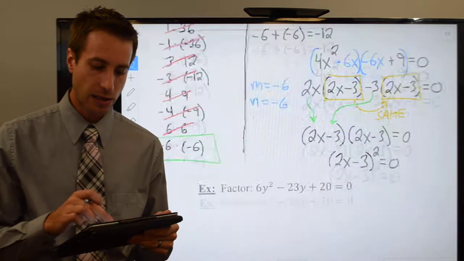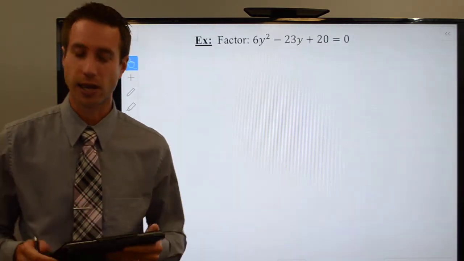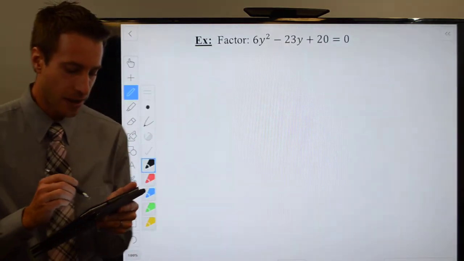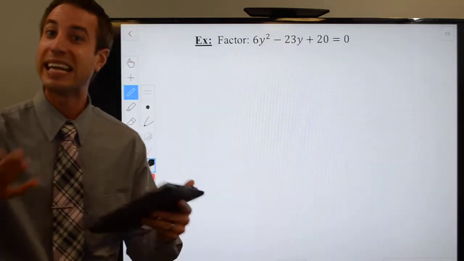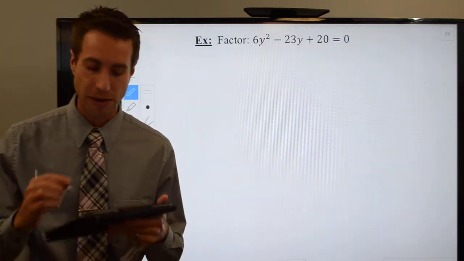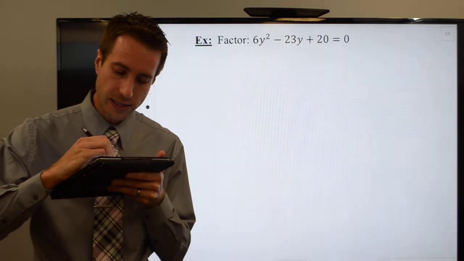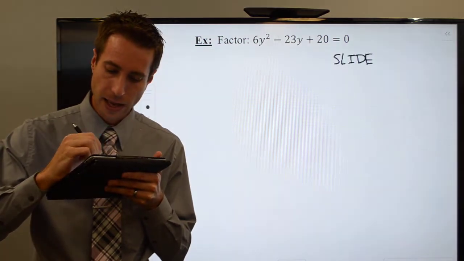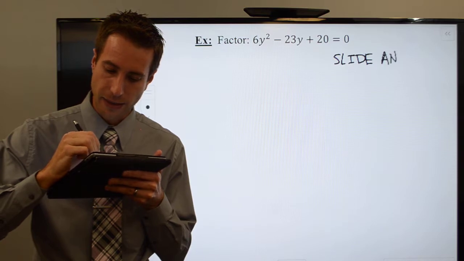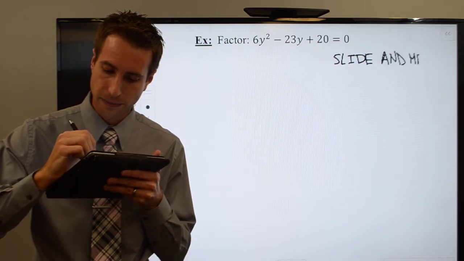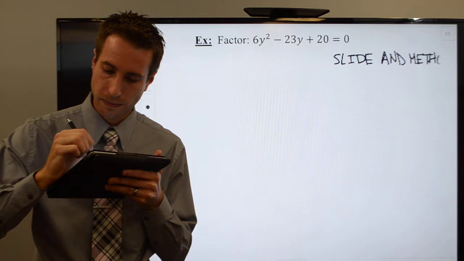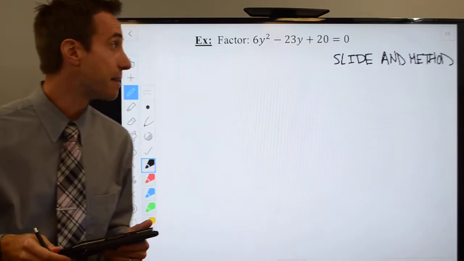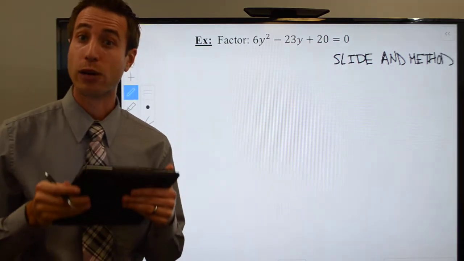So, let me show you guys a shortcut. I think you're going to like this a lot. I really enjoy it, and it is definitely a little bit faster. We call this the slide and divide method. Slide and divide method, and here's the way it works.